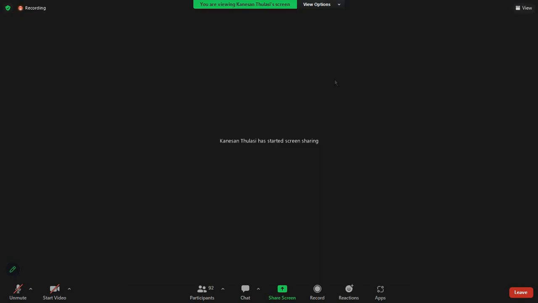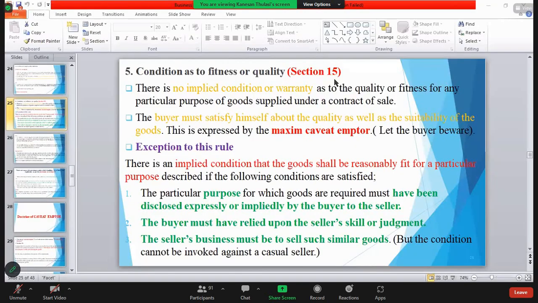So what is the thing here? The same section you can read here. Generally, there is no implied condition or warranty as to the quality of fitness for any particular purpose. Whatever goods you are asking from the seller, they should be fit for your purpose. The buyer must satisfy himself as to the quality of the goods. This is expressed by the maxim caveat emptor.